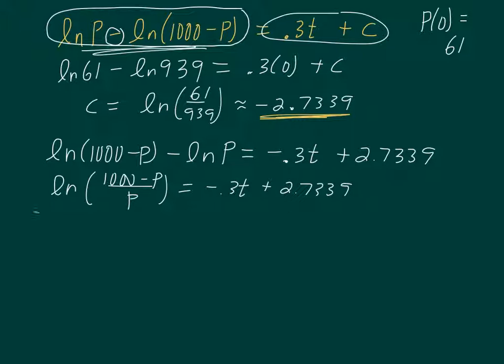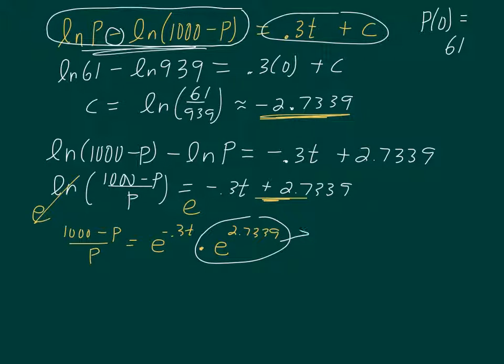Then we're going to drop an E underneath each side like this. So that's going to cancel. So now we have 1000 minus P over P is equal to, now remember your exponent rules, so negative 0.3T, and then this would be times E to the 2.7339. We can't drop an E underneath this as is and then just add them, right? You got to turn it into multiplication. Well, this right here is just going to be another number, and that number is 15.393. So let's clean this up.